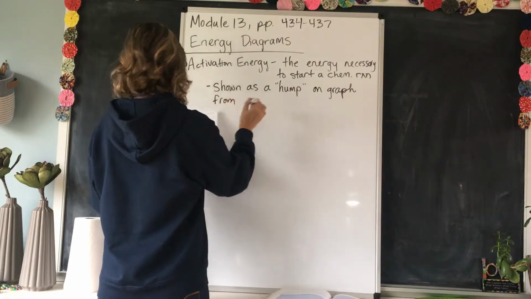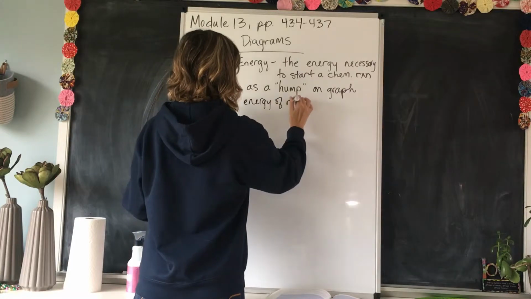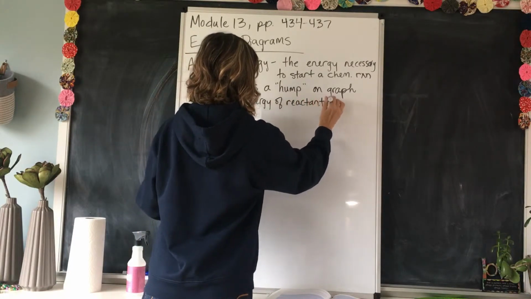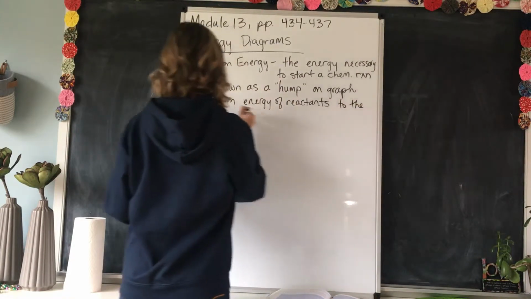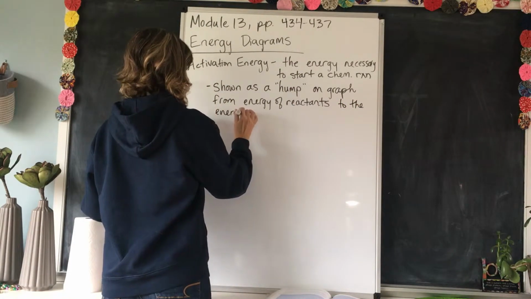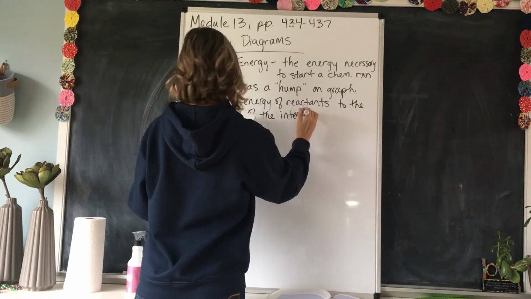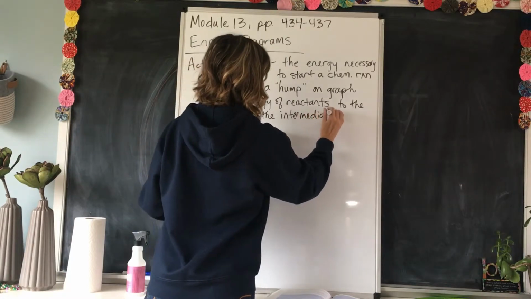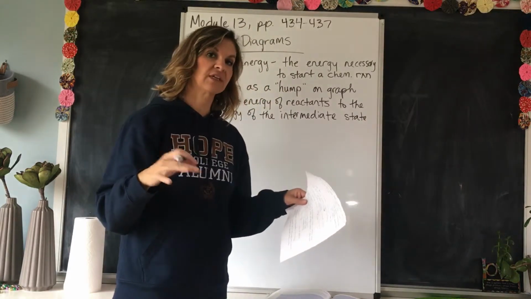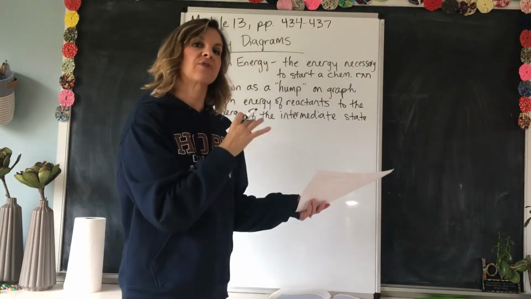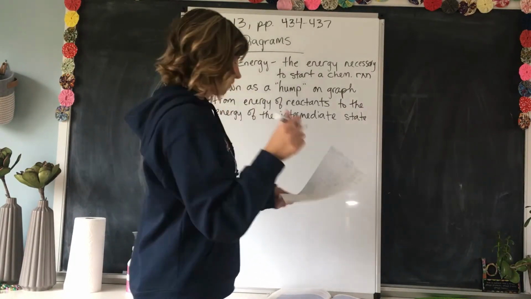from the hump is from the energy of the reactants to the energy of the intermediate state. The intermediate state is just kind of like during the course of the reaction, the reaction has already begun, but it's not quite over yet. It's in the intermediate or the middle stage. So let's draw one, okay?